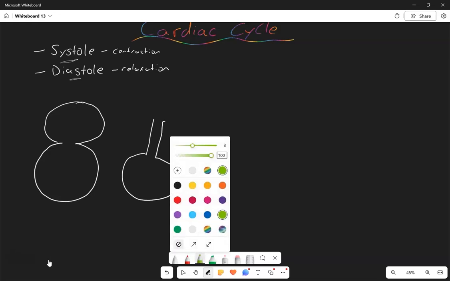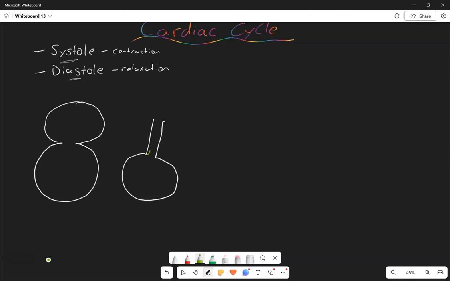So we're going to draw our valves in here like this. Remember, these valves are shaped like this. We'll put atria here, ventricle down here. We're going to draw this a couple times. So we're going to put vessel up here, and we'll put ventricle down here.